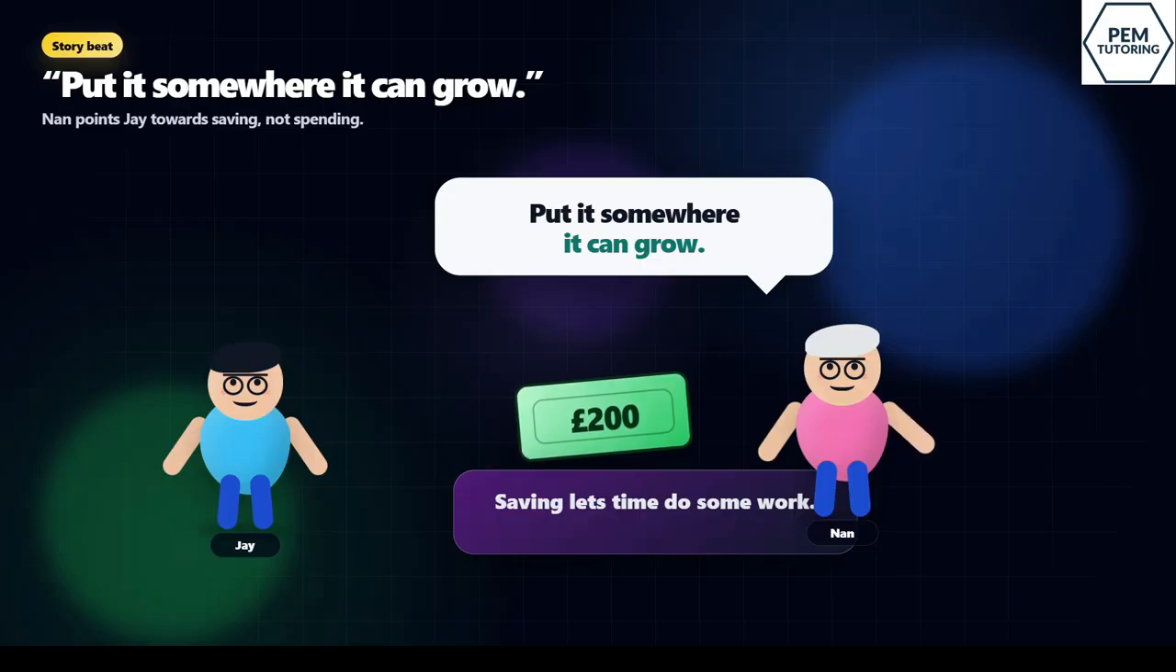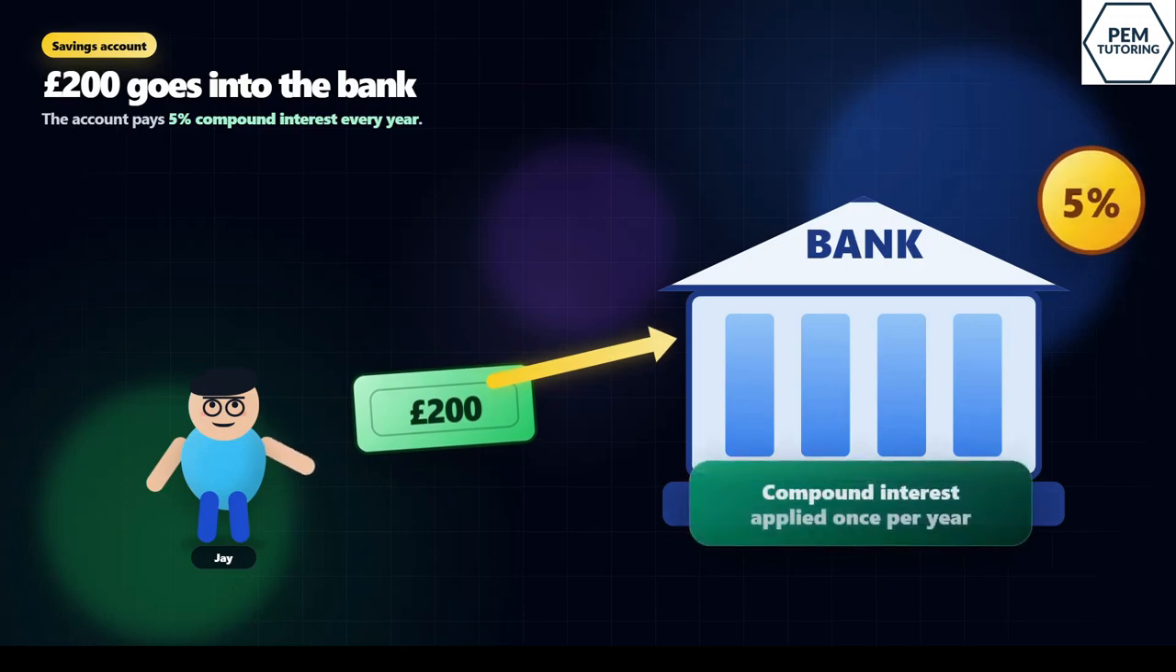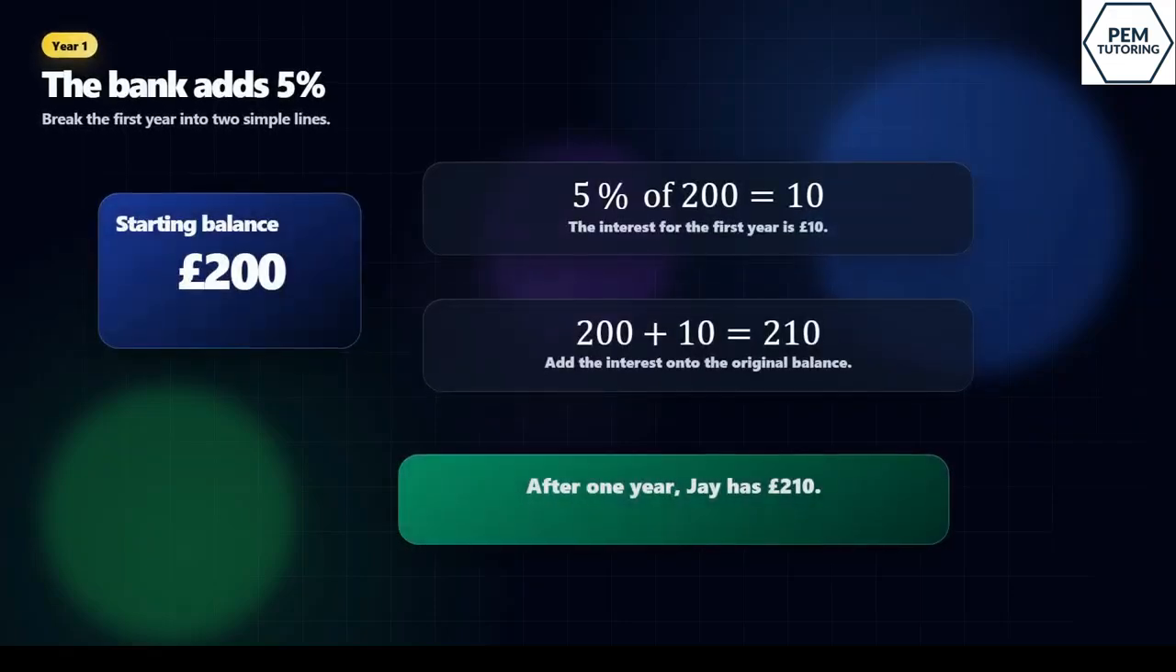But he listens. He puts the £200 into a savings account that pays 5% compound interest every year. At first, that sounds boring, but this is where the story gets interesting. After 1 year, the bank adds 5%. 5% of £200 is £10. So Jay's money becomes £210. Nice? Not life-changing, but free money is free money.